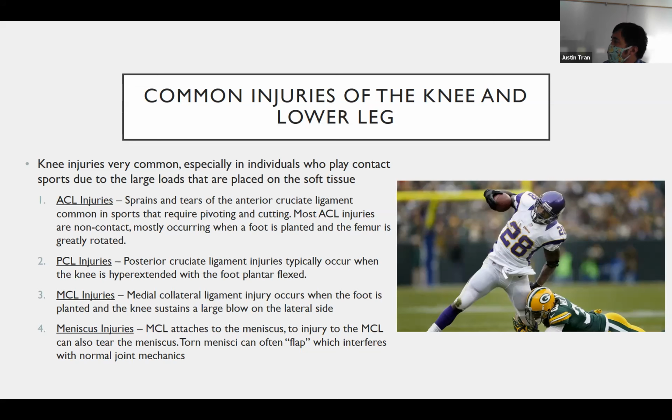And so these MCL injuries are typically a contact type of injury, because usually someone has to hit you from the outside with a large force in order to stretch your MCL. All right, and the fourth type of injury is an injury to your meniscus.